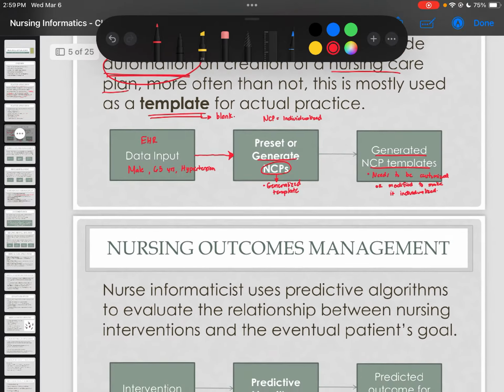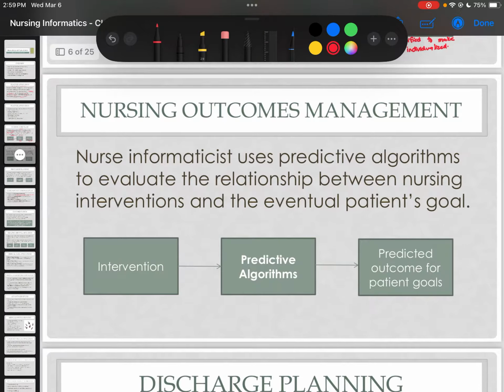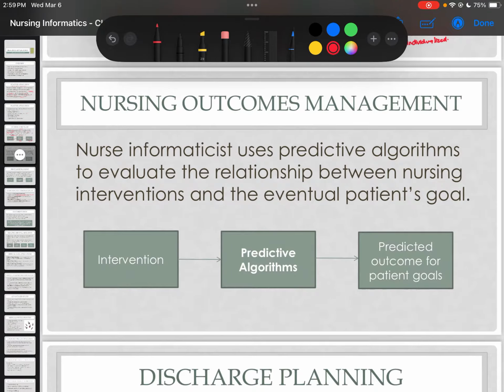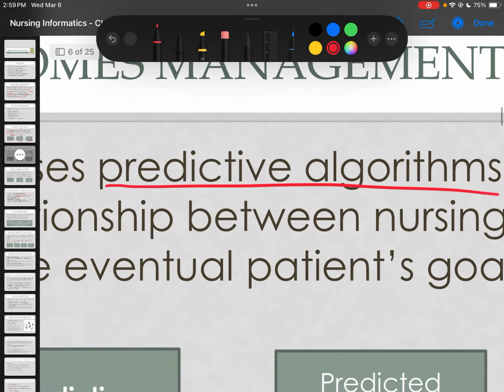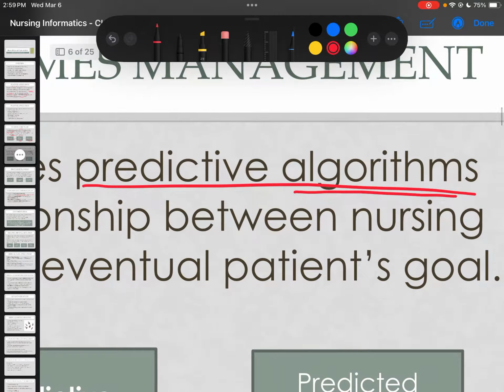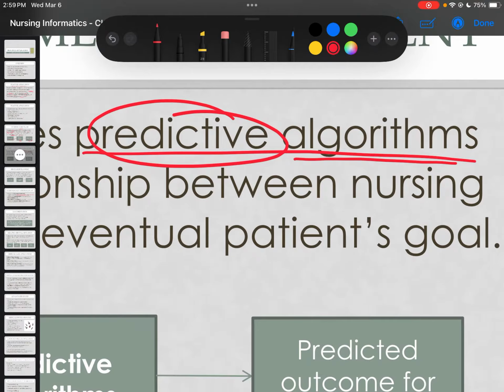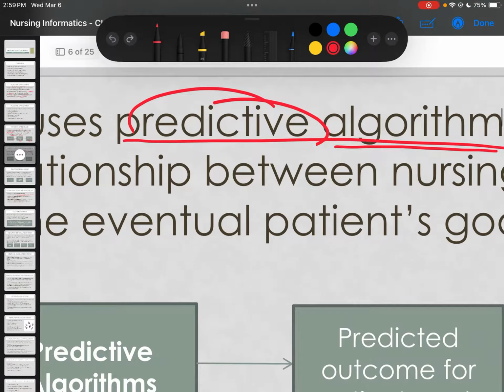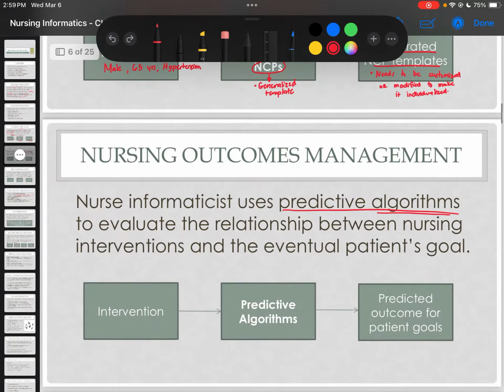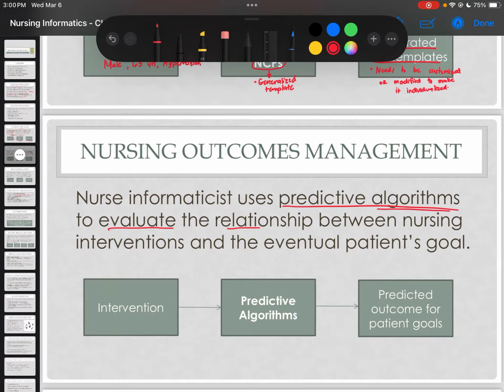One of my favorites, class: Nursing Outcomes Management. Nursing informaticists use predictive algorithms. When we say algorithm, it is a series of instructions that gives us outcomes. When we say predictive, we are going to predict the outcomes. We use this to evaluate the relationship between nursing interventions and the eventual patient goal.